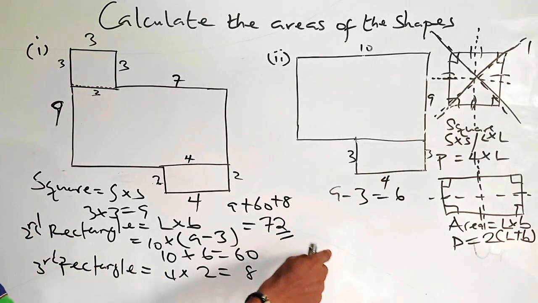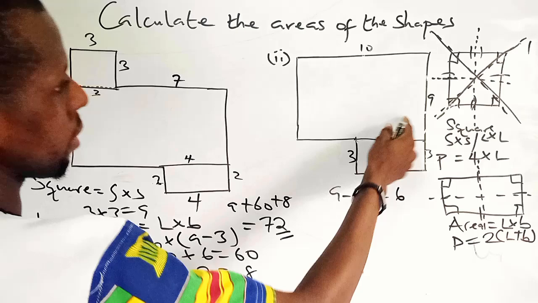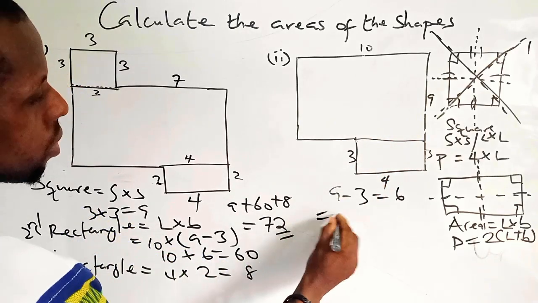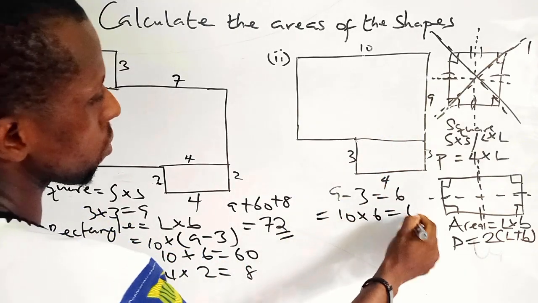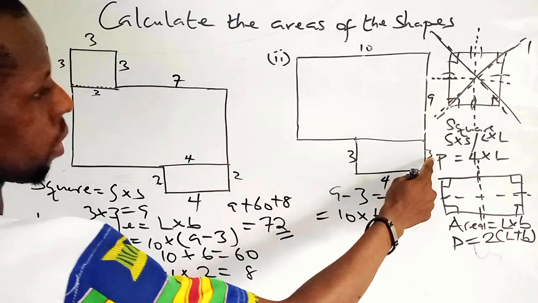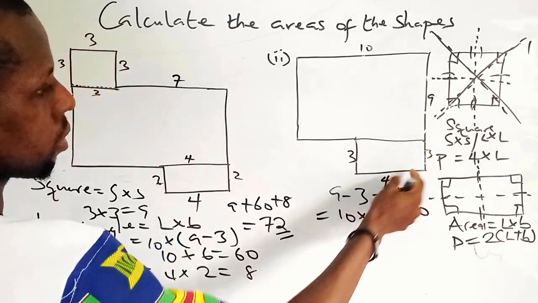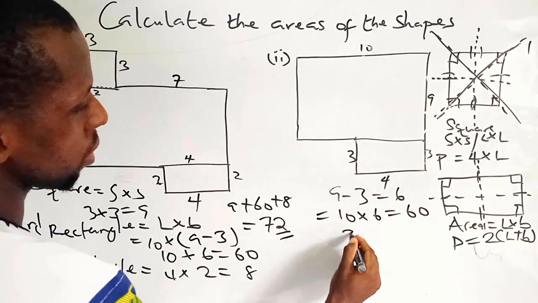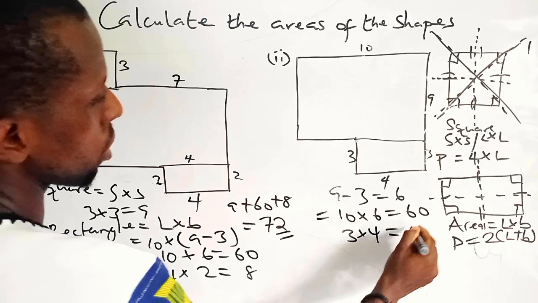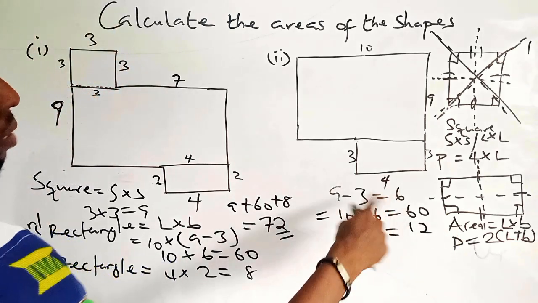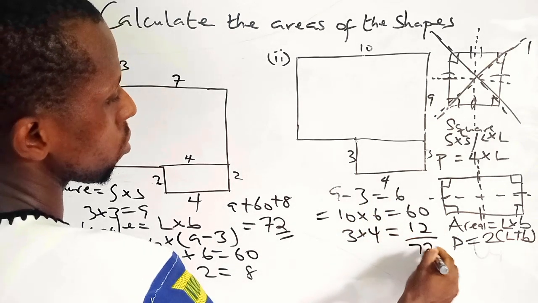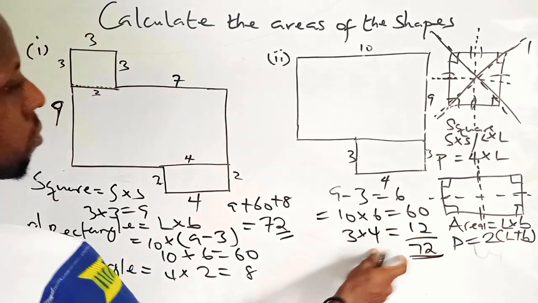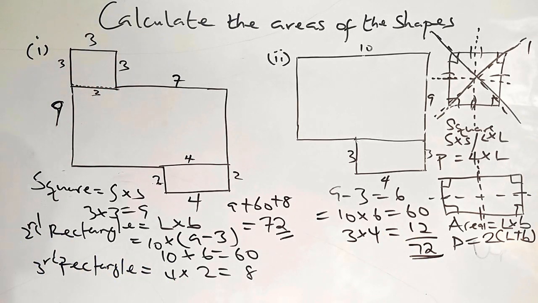So the area of the first rectangle is 10 times 6, which is 60. Then I have my 3 left, so the area of the second rectangle is 3 times 4, which is 12. The total now gives me 72 for the second compound shape. Thank you very much.